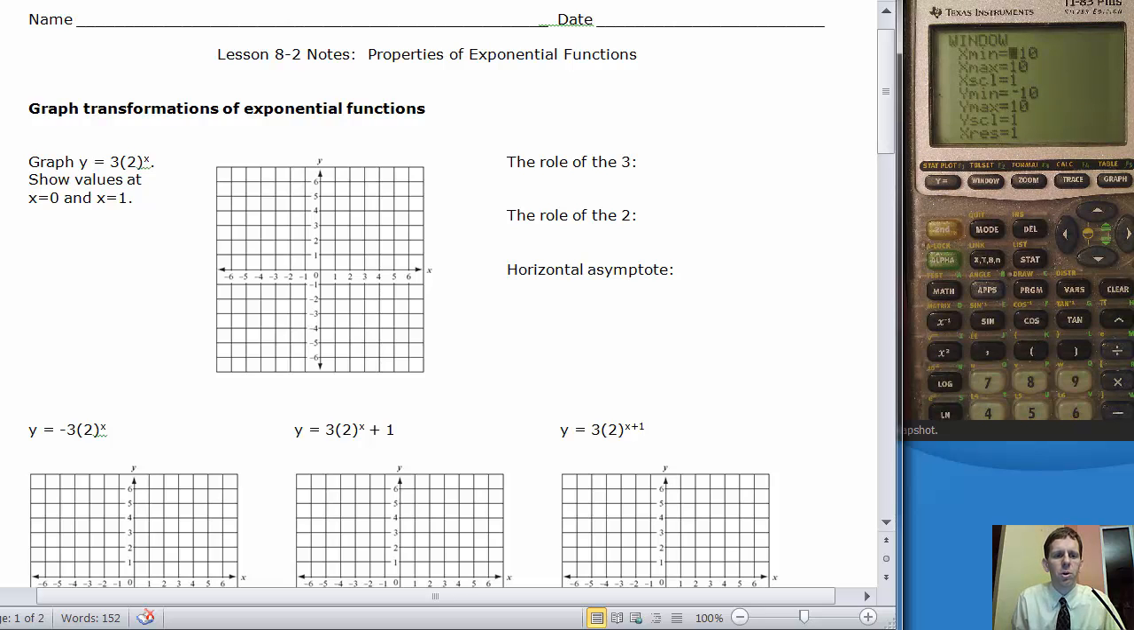These are the Lesson 8.2 notes, Properties of Exponential Functions. Today we're going to be graphing transformations of exponential functions. We're also going to work with continuous compounding as well.